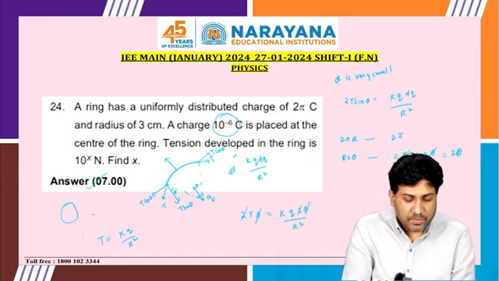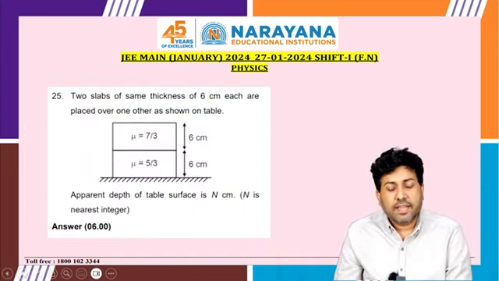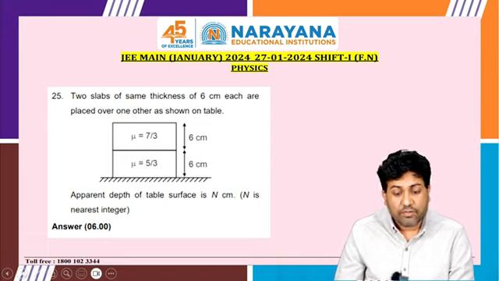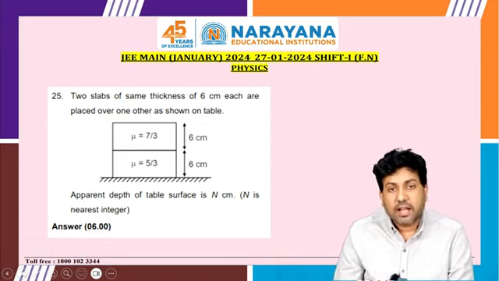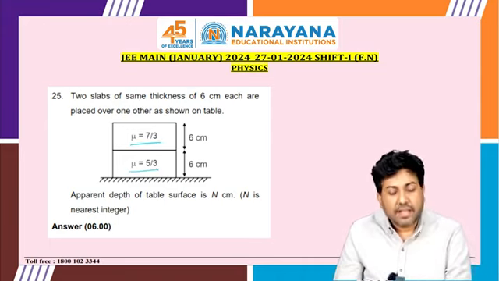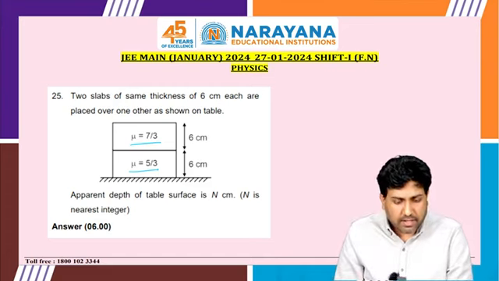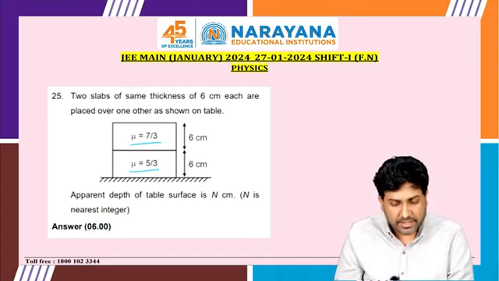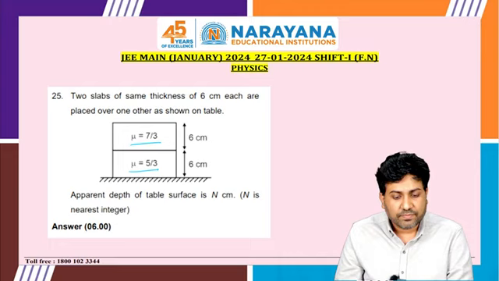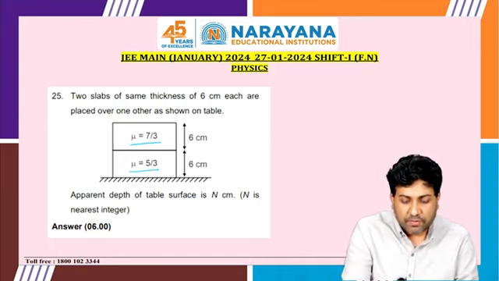Okay, let's proceed to the next question then. In this question, it is given that there are two slabs of the same thickness and they are placed one over the other. The refractive indices are different, and they have given the values mu as 7 by 3 for the upper one, and the value of mu for the lower one is 5 by 3. They are asking what is the apparent depth of the table surface when I look from the top.